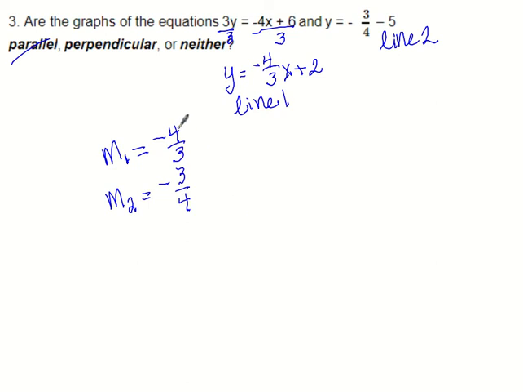Now they are reciprocals, 4/3, 3/4, they are reciprocal, but are they opposites? They are not opposites. So the answer is neither, because they're not opposites. They have to be both. It cannot just be one or the other. They have to be opposites and reciprocals. So this would be neither.